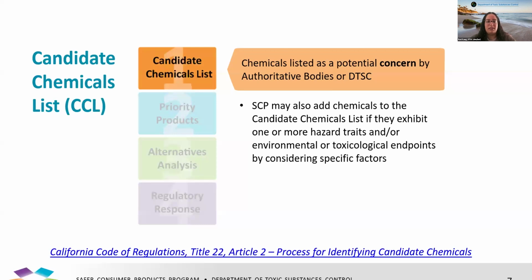The CC list is integral to our process as it includes the chemicals that are within the scope of our program. So as described in our regulations, SCP may add chemicals to the candidate chemicals list if they exhibit one or more hazard traits and/or environmental or toxicological endpoints, as described in Chapter 55 of the California Code of Regulations, which you can view using the link just shared in the chat.